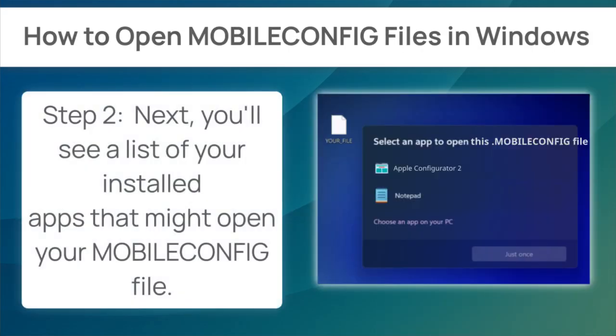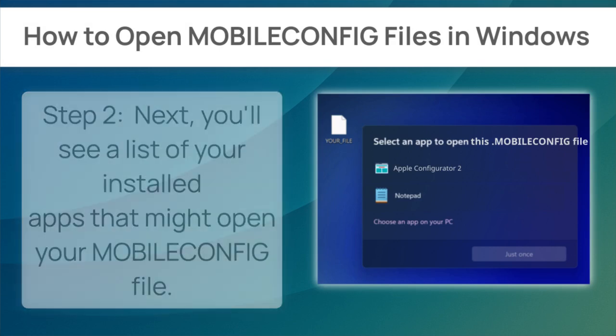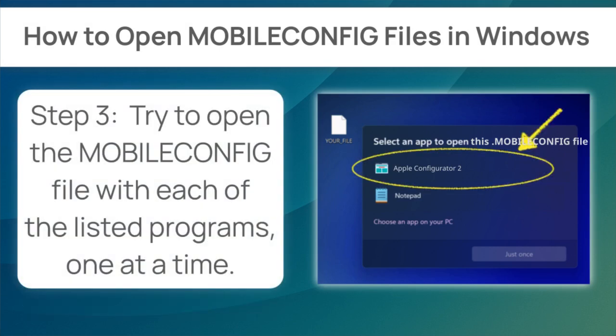Right-click the mobile config file and click Open With. Test Apple Configurator 2 first. If it's unavailable, choose another program. The correct tool is key.